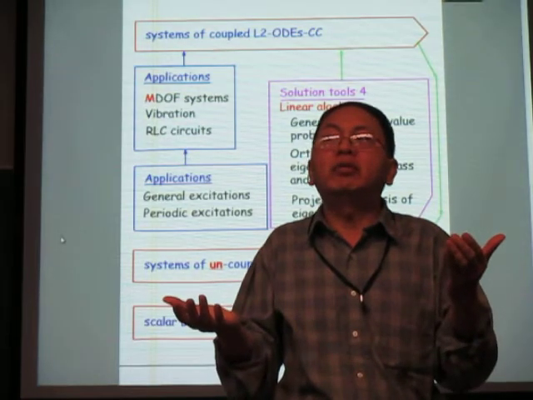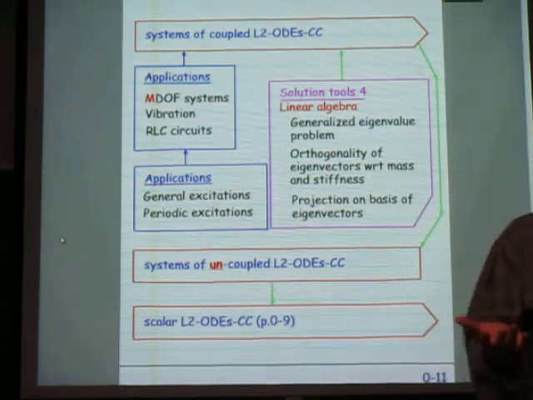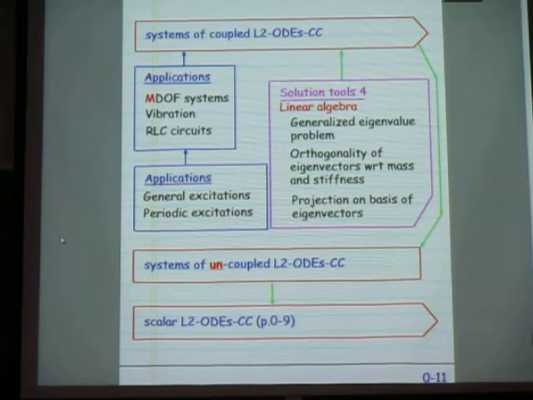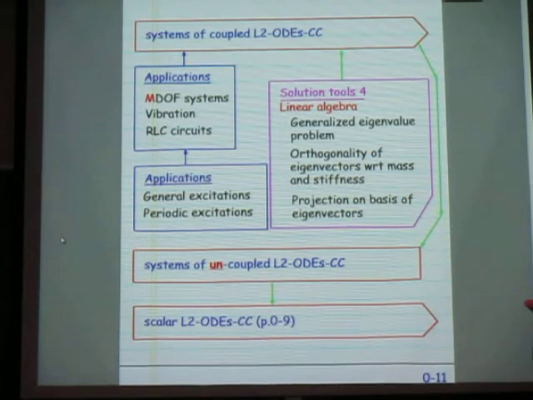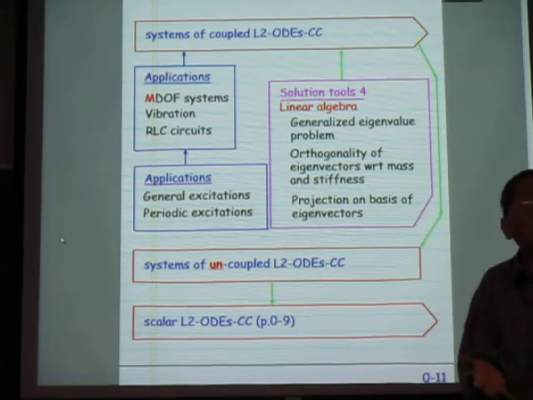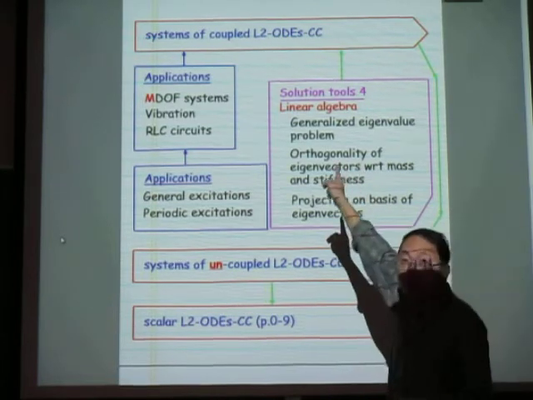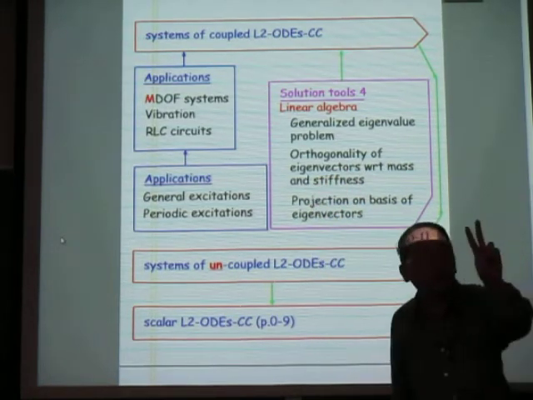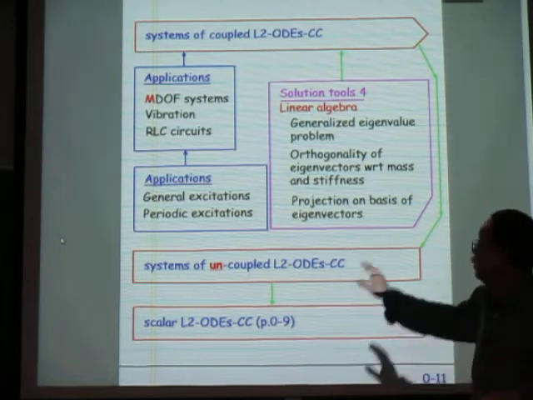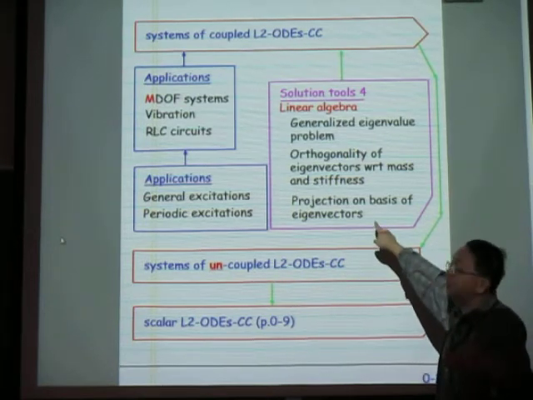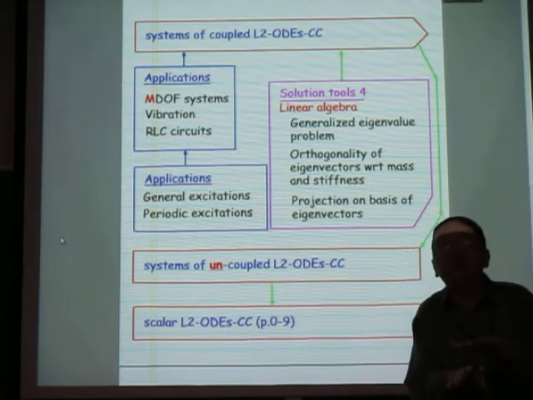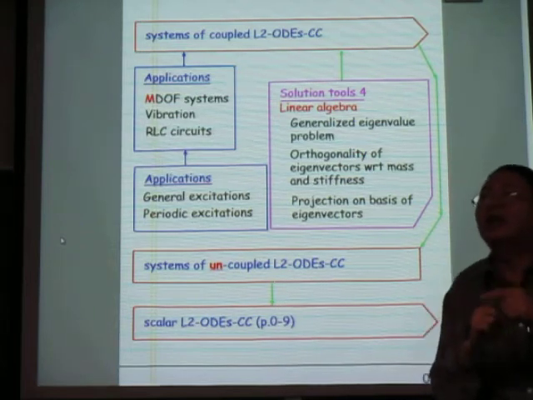Caesar said more than 2,000 years ago, how do you conquer? Divide and conquer. You have a very complex problem, divide it into simpler problems and conquer. You have a very complex problem, you don't know how to solve even with two equations now. But in this course, you will learn to divide and conquer. And the division into simpler problems is through projection on the basis of the orthogonal eigenvectors.